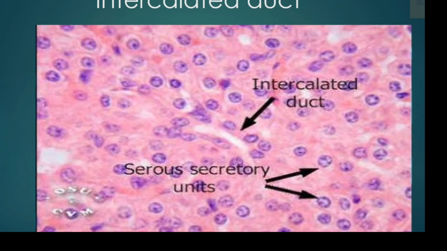Again, another section through the serous gland. Here you can see a large number of serous acini, and this smaller one is the intercalated duct. It is lined by simple cuboidal epithelium.